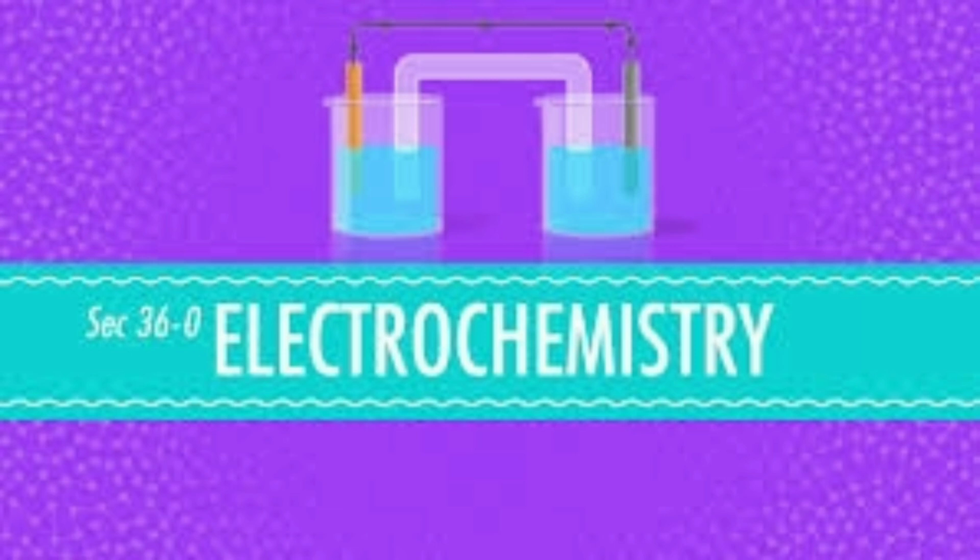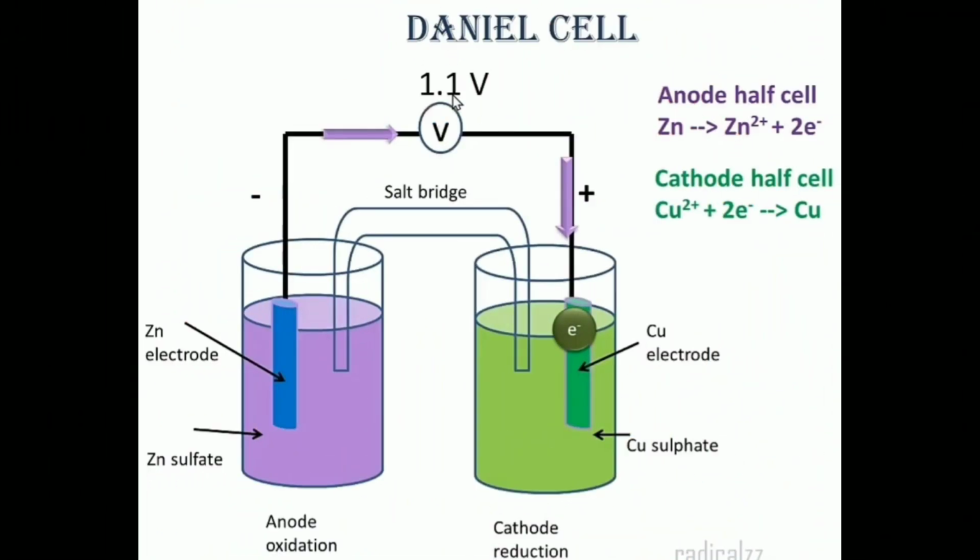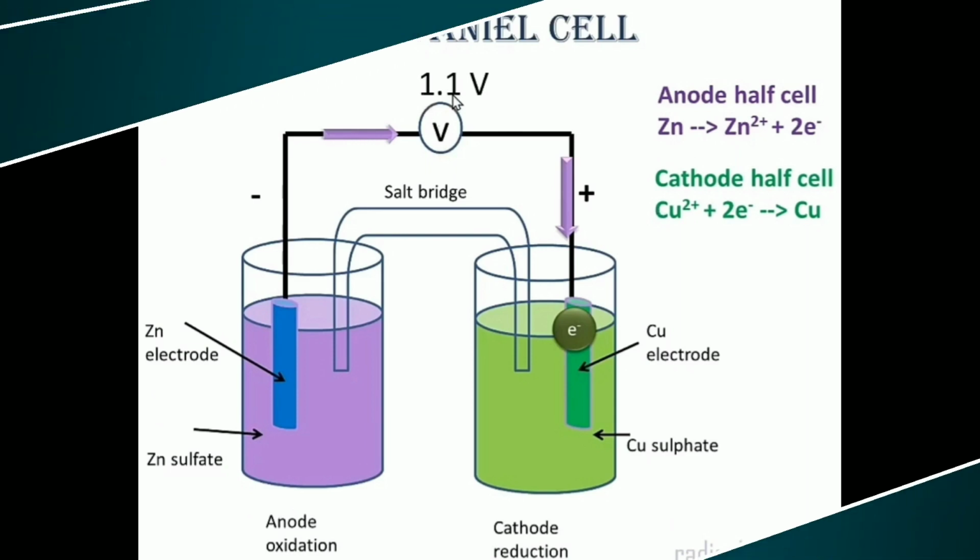Children, now we are in another session of the chapter Electrochemistry. In the previous session, we discussed the Daniell cell and its half cell reactions. There you studied that the cell potential of the Daniell cell is 1.1 volt. Here, we discussed cell potential and how this cell potential is created in the Daniell cell.